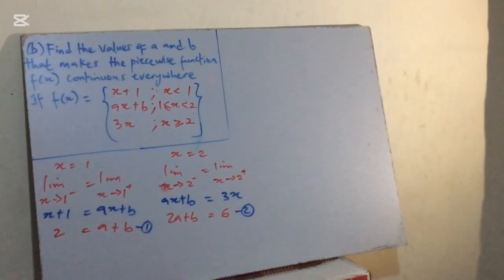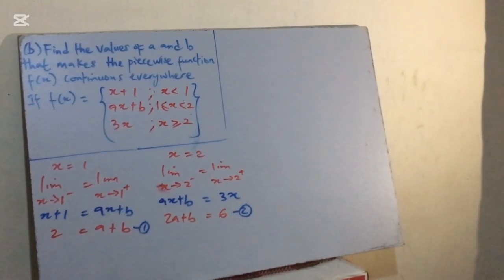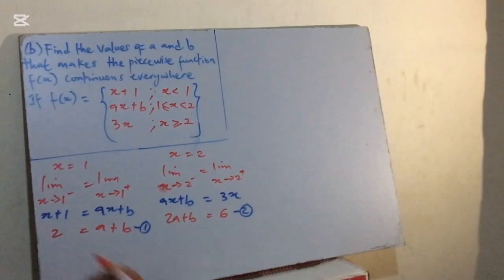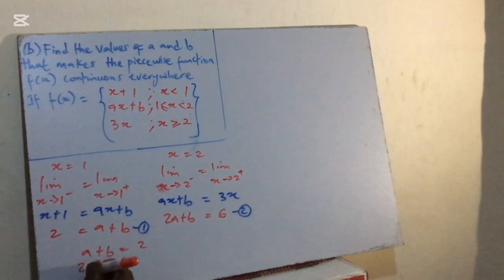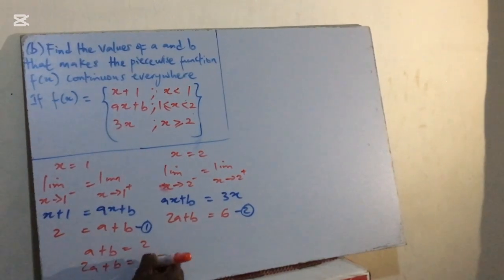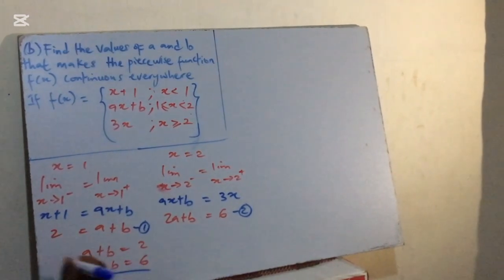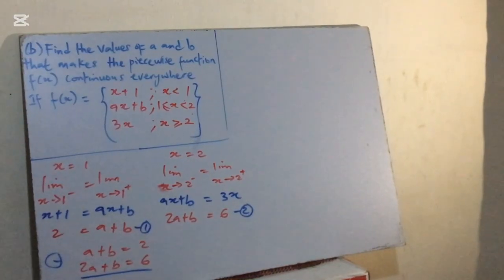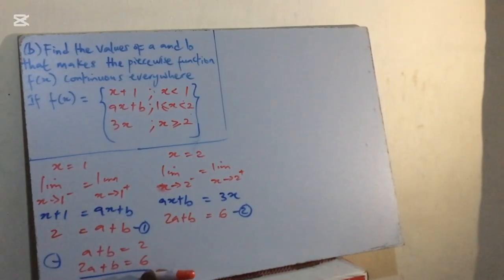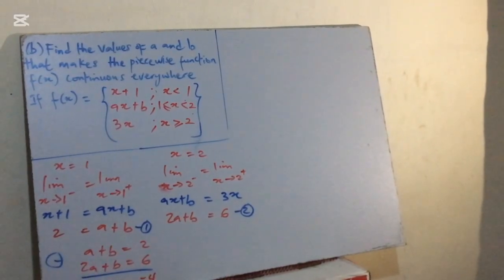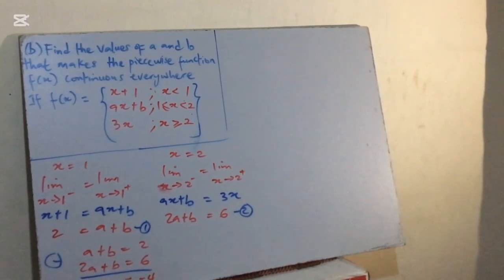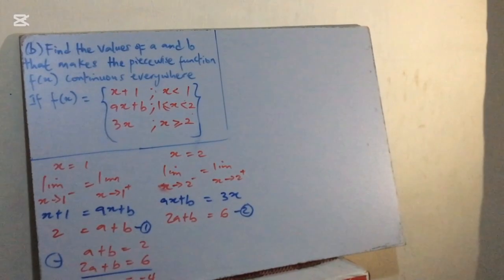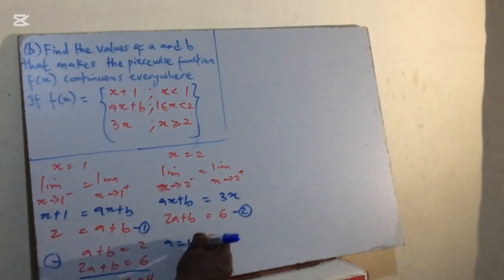What are we going to do now? We have to solve. Should we use elimination method also? You can just arrange them. Just say a plus b equals 2 and 2a plus b equals 6. And use the elimination method. You can also use a substitution method if you are interested in that. It is all the same. So now we have 2 minus 6, that will be minus 4. b minus b, that one is gone already. So a minus 2a, that will be minus a. So automatically we know that our a is equal to 4.